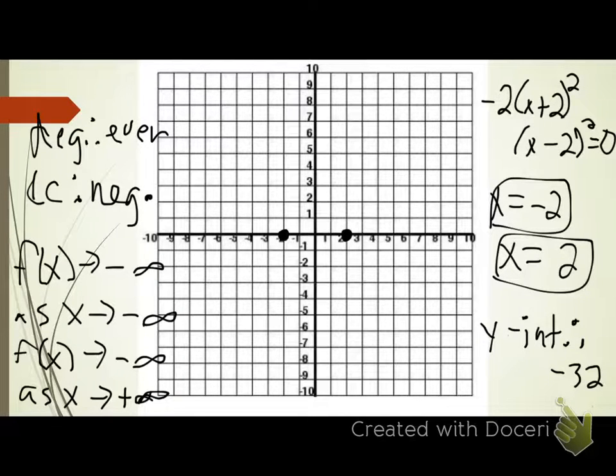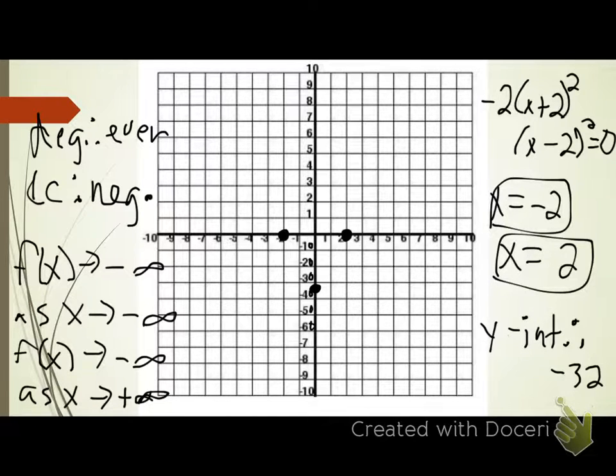So I'm going to use all this information to sketch my graph. Okay? So since my graph only goes to negative 10 on my y-axis, let's say my y-axis is going by tens. Okay? So this is negative 10, 20, 30, 40, 50, 60, so on and so forth. So my y-intercept is going to be at negative 32. That's somewhere right in here.